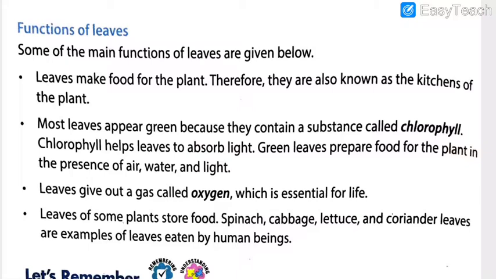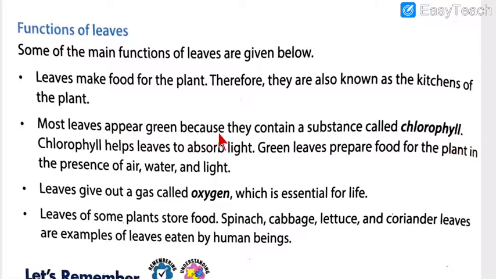You know how important food is. For us, our mom or grandmother makes the food, prepares the food, or the maid. But for the trees, for the plants, green leaves prepare the food. So they are called the kitchen of the plant.